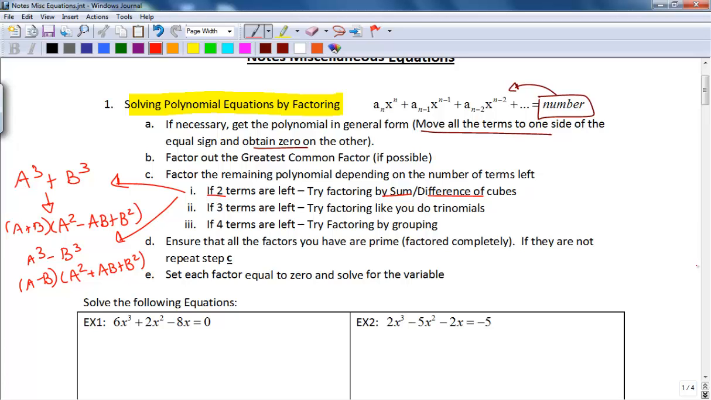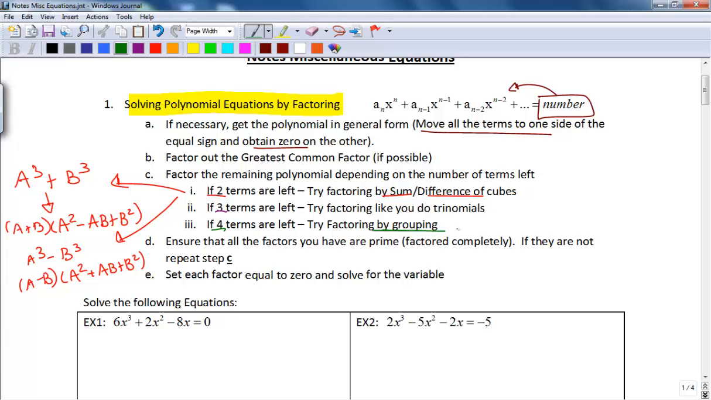Now, if you have 3 terms left, so you've taken out your GCF if that was possible, you need to look at maybe factoring like you do trinomials. So factor by guess and check, factor by bottoms up, or any of your favorite factoring methods. If you have 4 terms left, well then that's an automatic factor by grouping, and you would handle those problems like that.